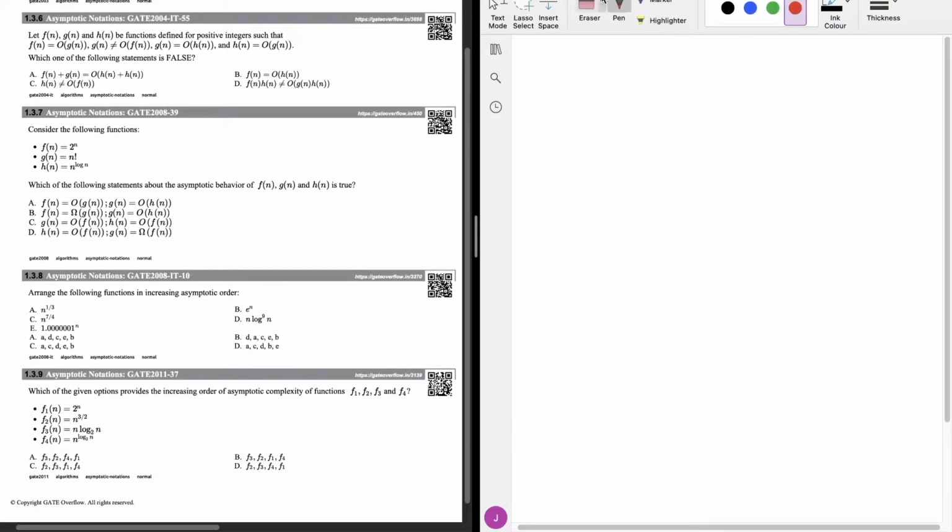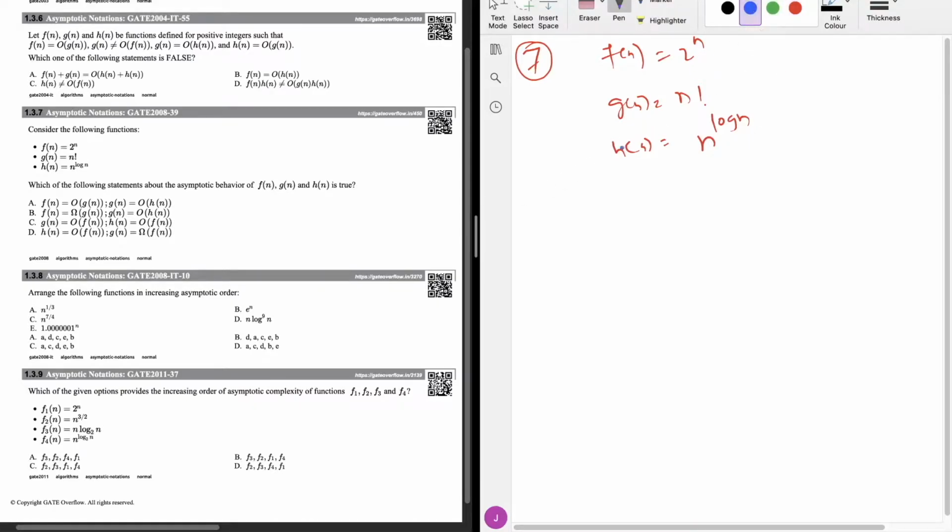In this video we will be discussing this GATE 2008 question, and this is related to asymptotic notation. In this question, three functions are given: f of n is 2 power n, g of n is n factorial, and h of n is n power log n, right? So I have to compare and find out which one is greater and which one is smaller. According to that, I can decide which function it is satisfying, right?